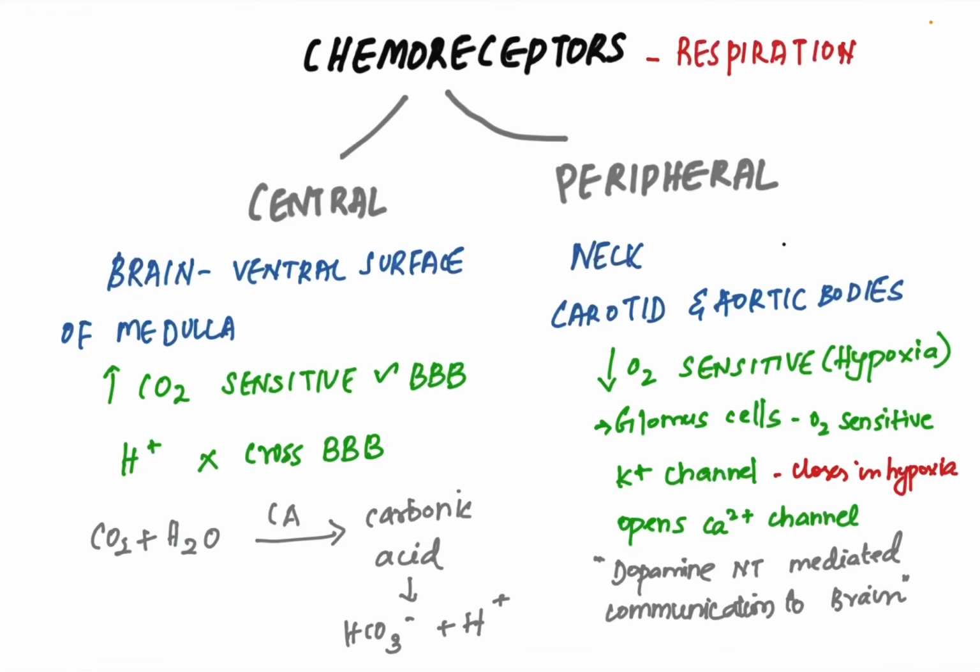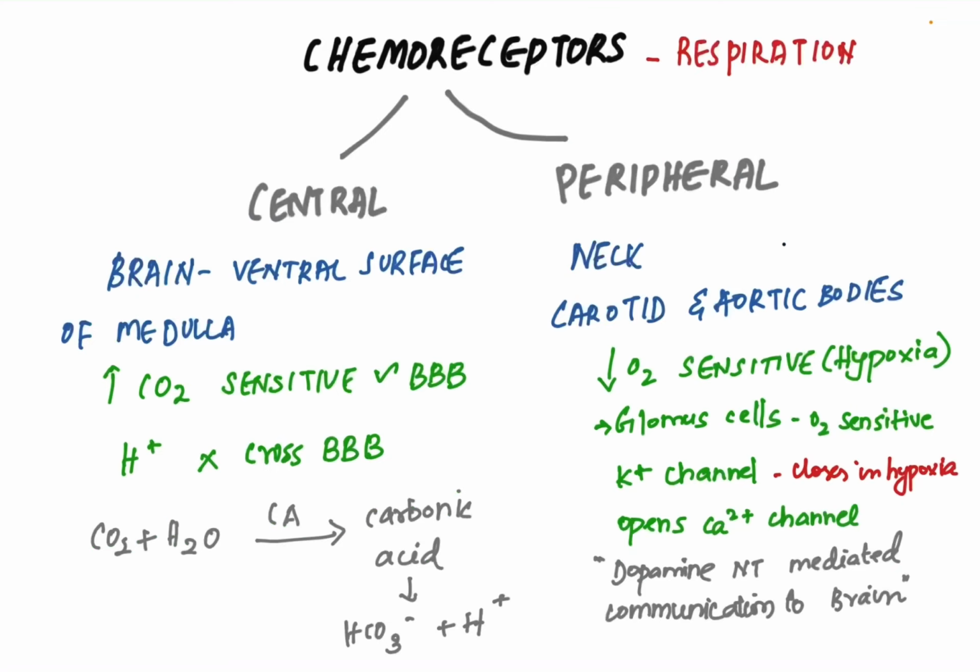Hello, let's see chemoreceptors and their role in regulation of respiration. There are two chemoreceptors, one is central, the other is peripheral. As the name says, central chemoreceptors are located in the brain, in the ventral surface of the medulla. The central chemoreceptors are sensitive to CO2.